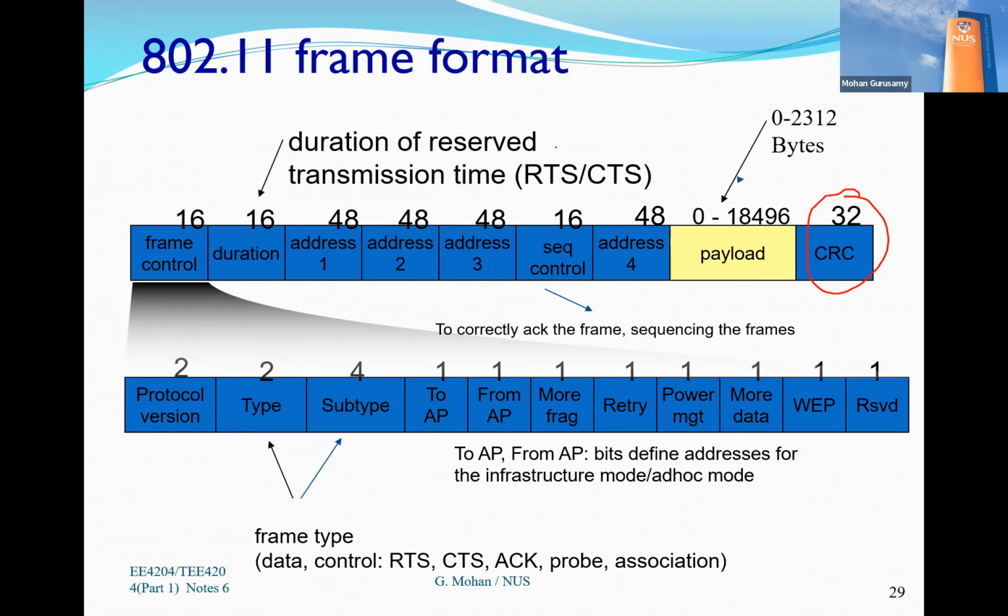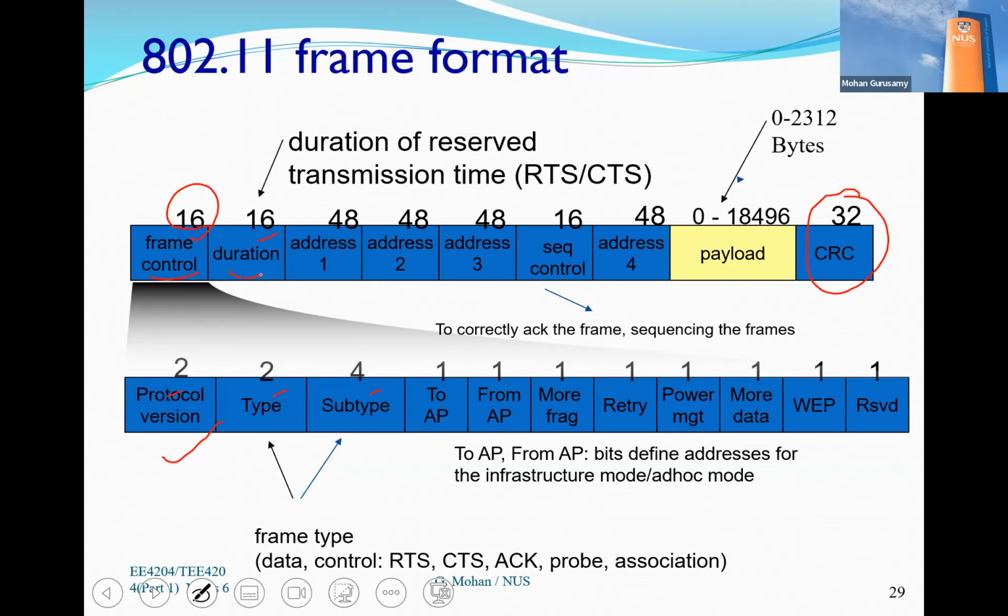So the first 16 bits, which we call the frame control. This is expanded here. The 16 bits are shown here: 2 bits, 2 bits, 4 bits. Next, 16 bits.